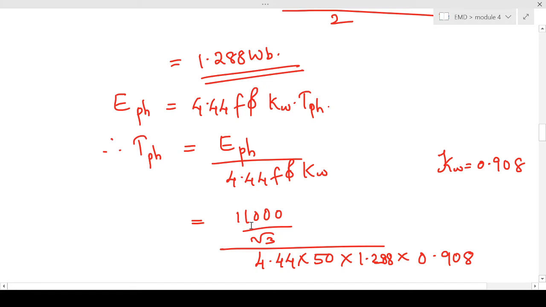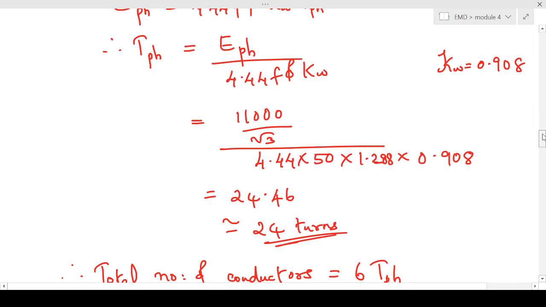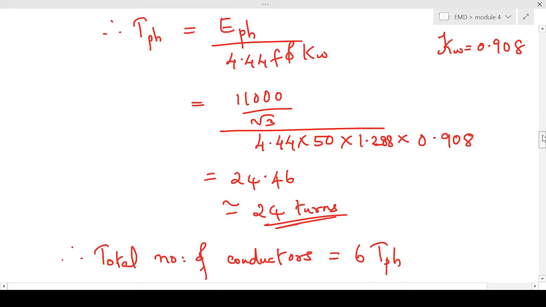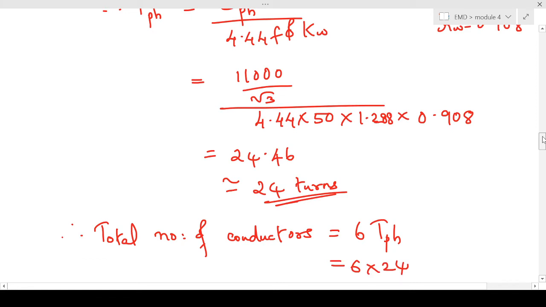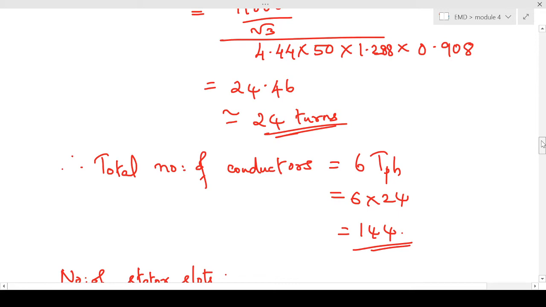The line voltage is given, that is 11 kV. So phase voltage is 11,000 divided by root 3, divided by 4.44 f φ Kw. So we'll get the value of turns per phase as 24.46, which is approximated to 24 turns. Now we have to find the total number of conductors, that is equal to 6 Tph. So 6 into 24 will get us 144.